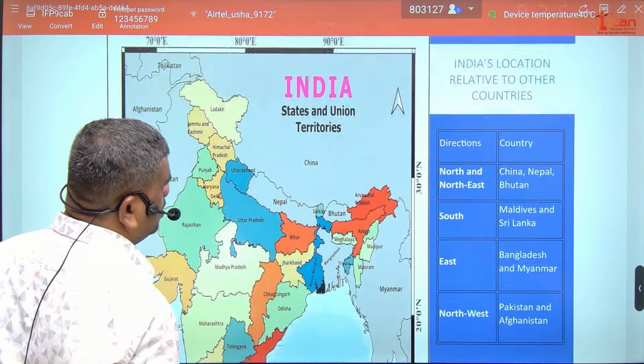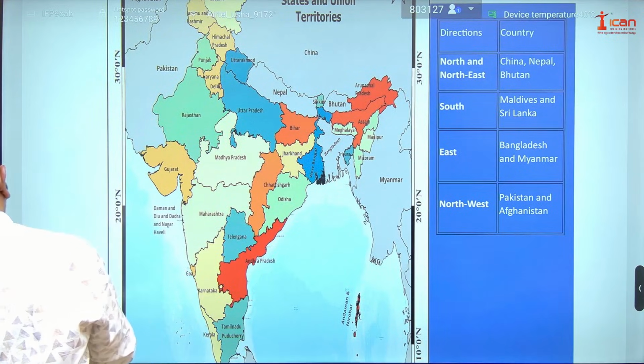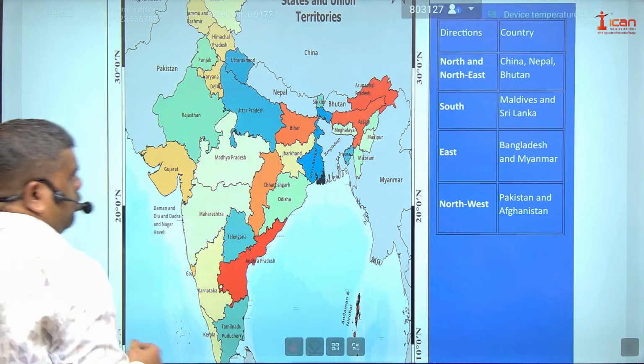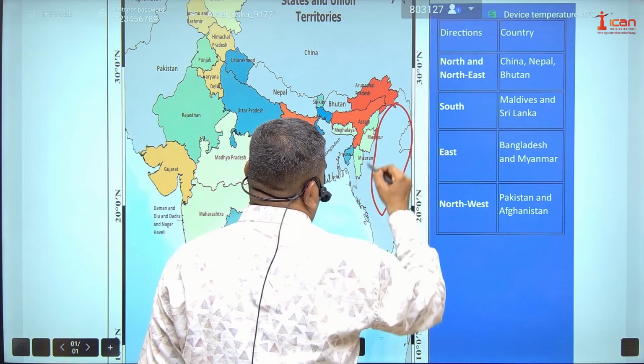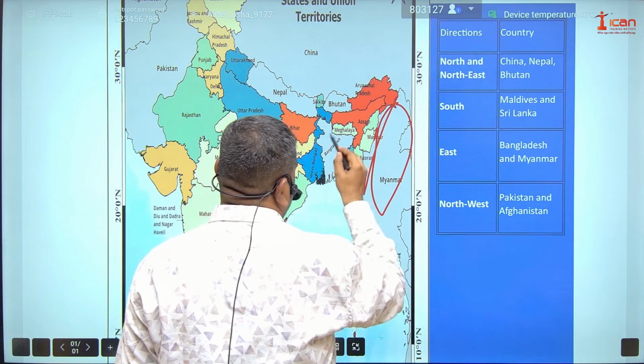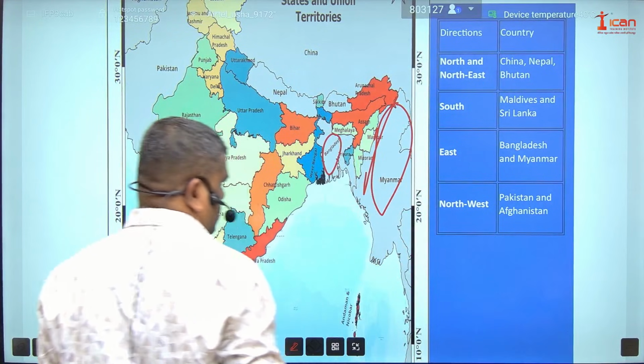Then let us look at east. East, we have two countries. Here we have Myanmar, which almost borders all our seven sisters, and then we have Bangladesh, which borders West Bengal and the other seven sisters.